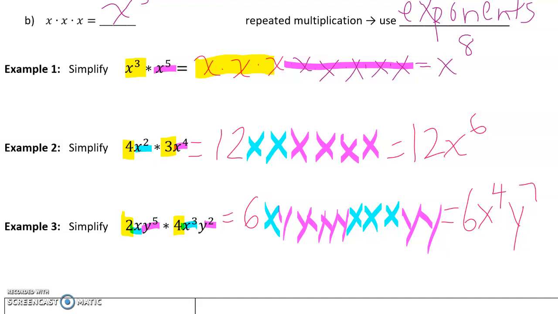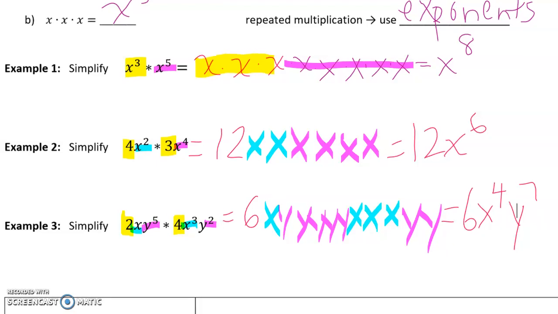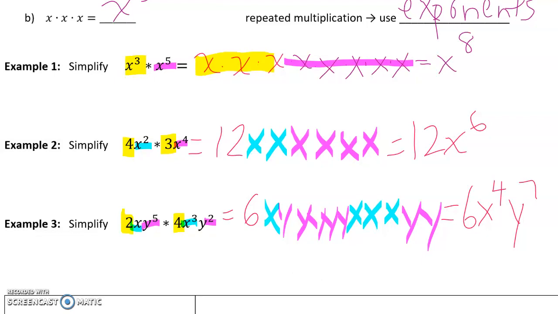Now it would be great if we could make this go a little quicker, because we don't want to have to list these out all the time. That takes way too long. So let's look back at example 1. 3 and 5 equal 8. Let's look at the second one. 2 and 4 equals 6. And then let's look at the third example. If you look at the x's, there's 1 here and 3 here for a total of 4. And if you look at the y's, there's 5 here and 2 here, which equal 7.